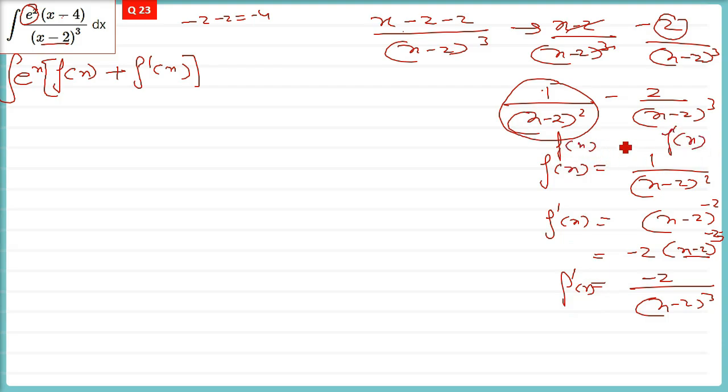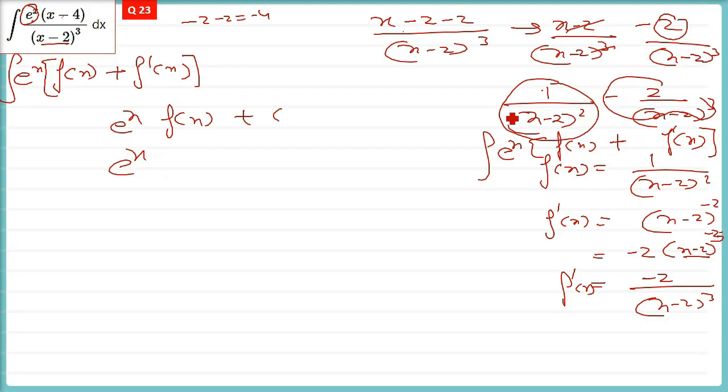So if I just add these two, f(x) and f dash x, and then it is preceded by e raised x, and then you put an integration sign, what is the direct result? It's e raised x f(x). And what was f(x)? 1 by x minus 2 whole square. So e raised x into 1 by x minus 2 whole square you can write. And this, x minus 2 whole square, plus a constant of integration is your final result.